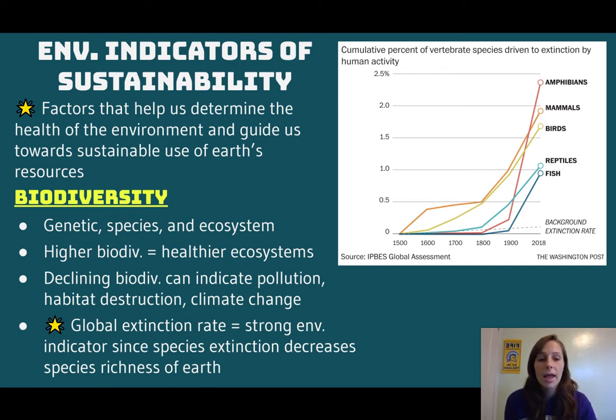And these colors are going to be all the different types of amphibians, mammals, birds, reptiles, and fish. And as you can tell, all of these categories of animals are going extinct at a much faster rate than the typical normal level that we have seen throughout the history of Earth. So humans are causing that, which is why higher global extinction rates are a sign that something's going wrong in the environment.